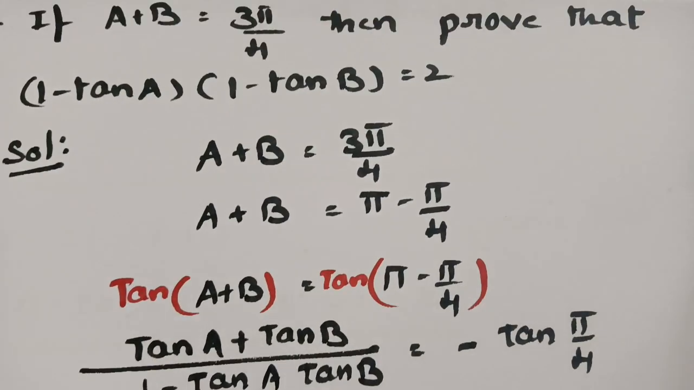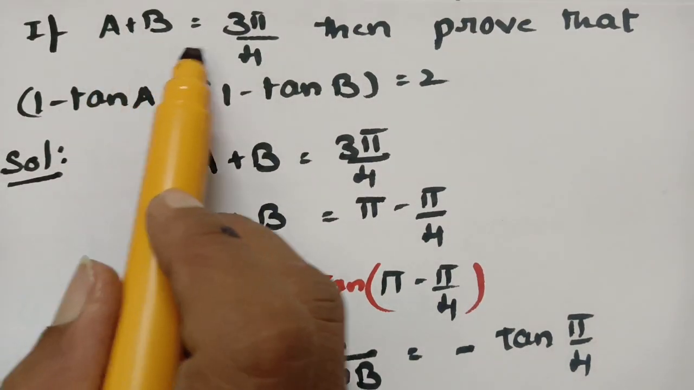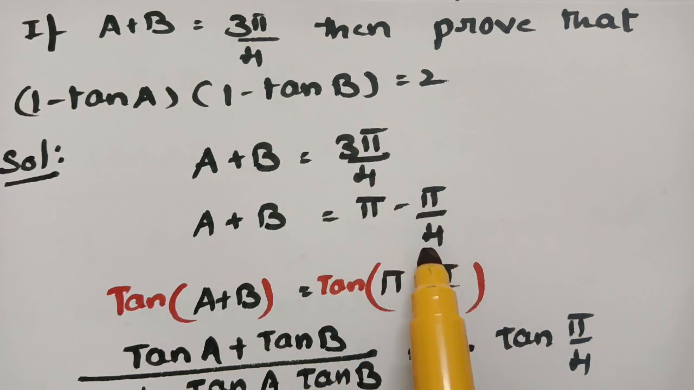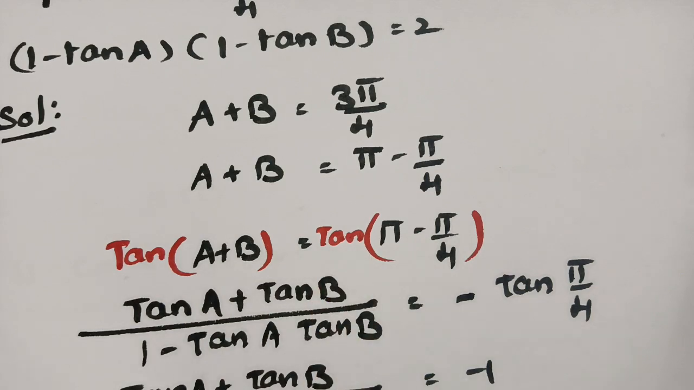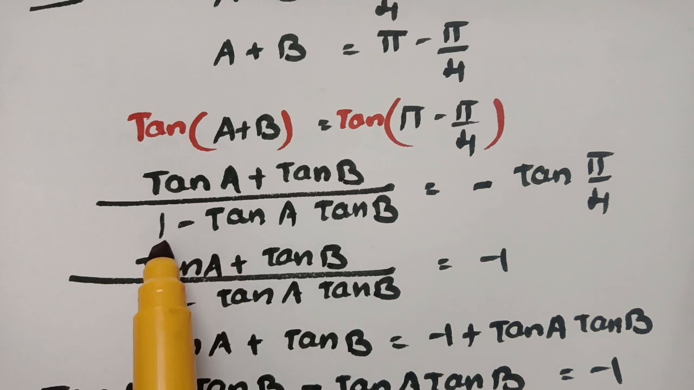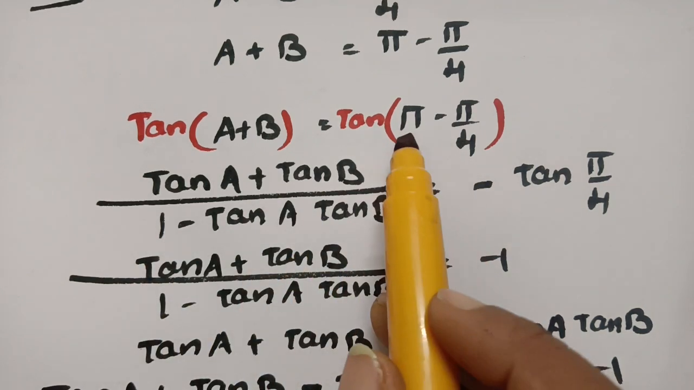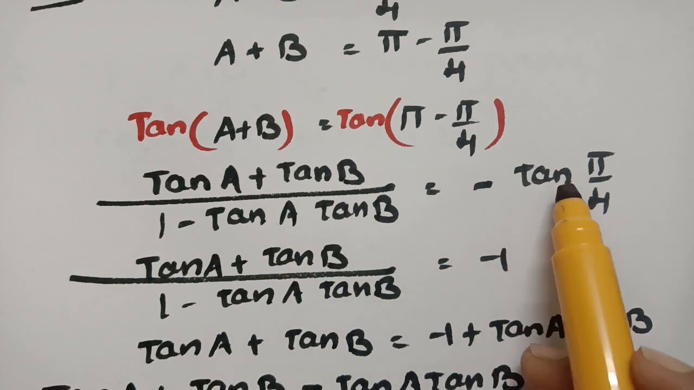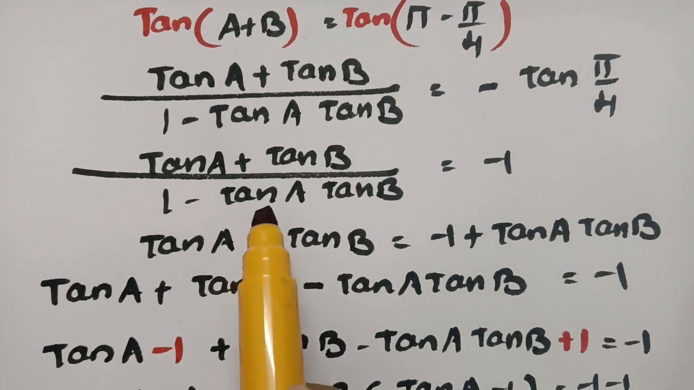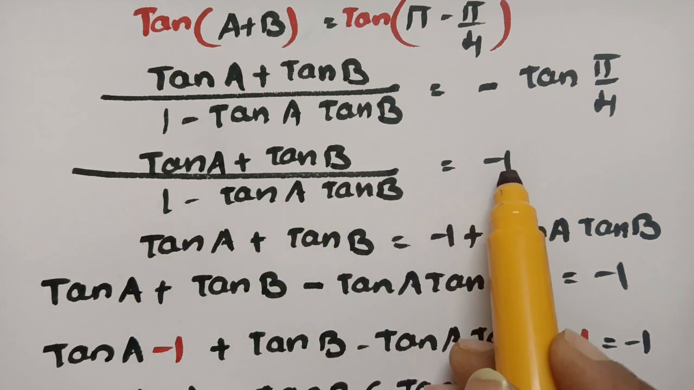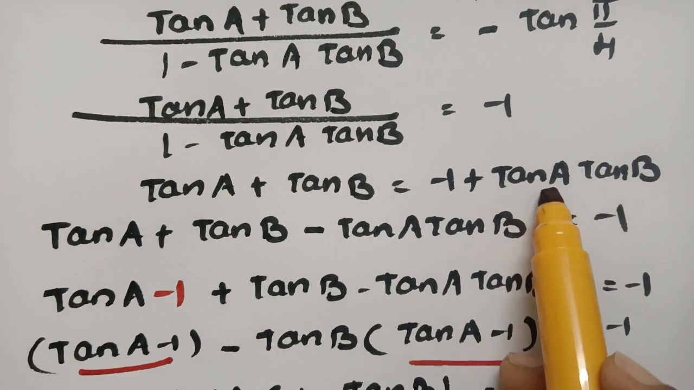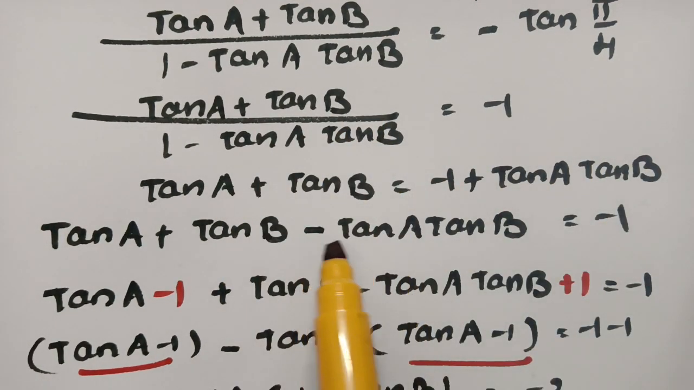See, clear? So first of all, it is given that a plus b is equal to 3 pi by 4. So I wrote this 3 pi by 4 as pi minus pi by 4. After taking tan on both sides and expanding tan of a plus b as tan a plus tan b by 1 minus tan a into tan b, tan of 180 minus theta is minus tan theta. So tan pi by 4 is nothing but minus 1. After sending this denominator to the other side, this will be minus 1, and minus of minus plus tan a into tan b. So after sending tan a tan b to the other side, it becomes minus.